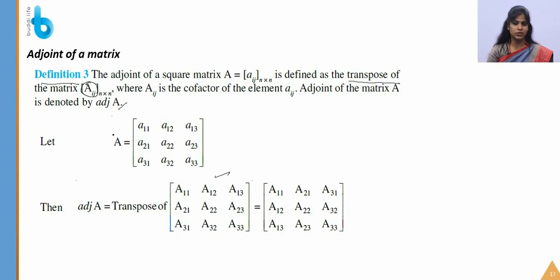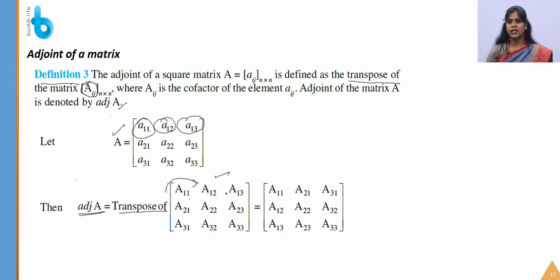Transpose means, as we have done in the matrix class, writing the rows as columns and columns as rows. See here, for this matrix, for each and every element find the cofactor. Cofactor of A11 is capital A11. Cofactor of the element A12 is capital A12. So, finding all the cofactors and putting them in the form of a matrix, you will get the adjoint of A by taking the transpose of this matrix.